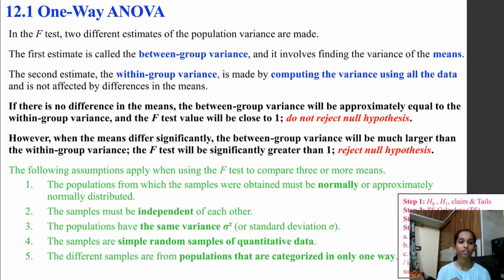The following assumptions apply when using the F-test to compare three or more means. The populations from which the samples were obtained must be normally or approximately normally distributed. The samples must be independent of each other. The populations have the same variance or standard deviation. The samples are simple random samples of quantitative data. The different samples are from populations that are categorized in only one way.